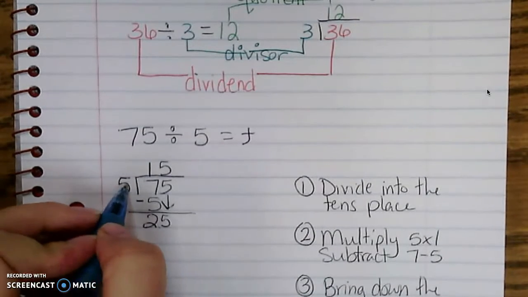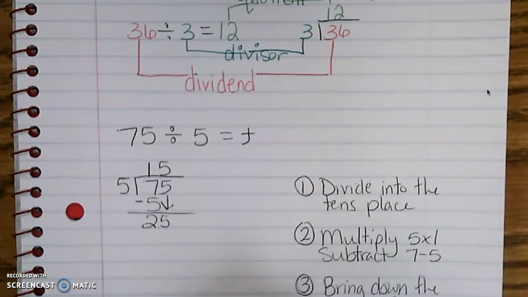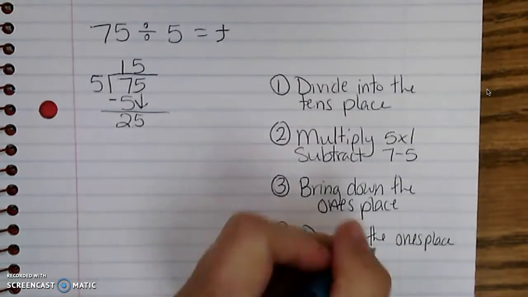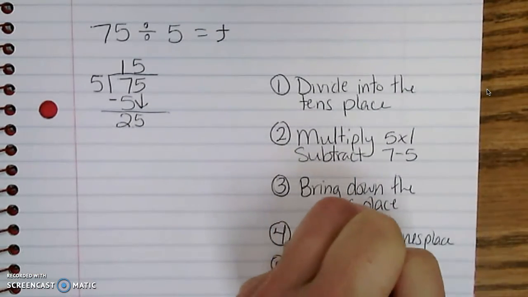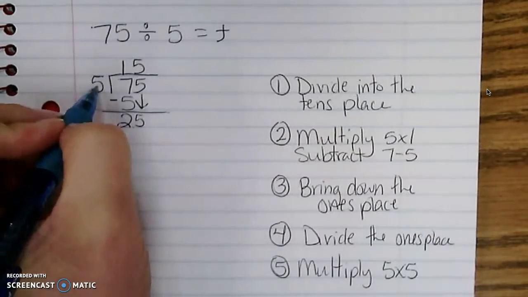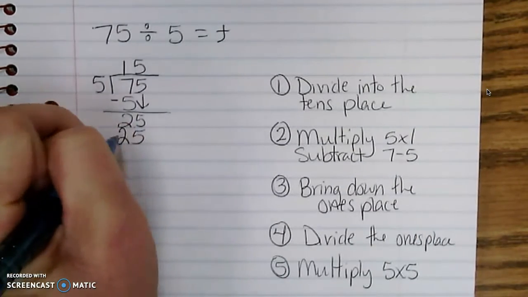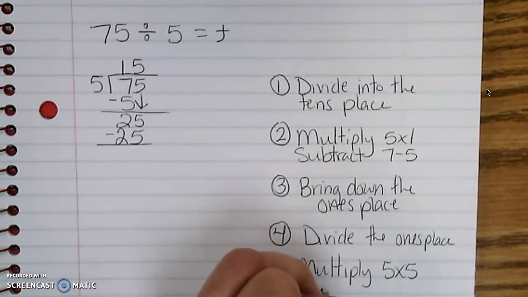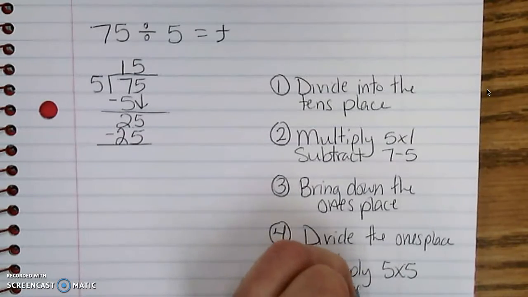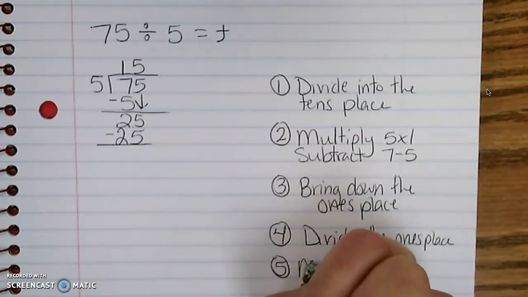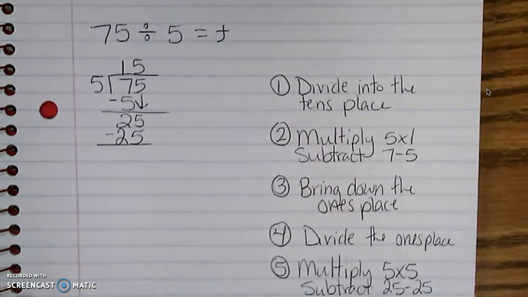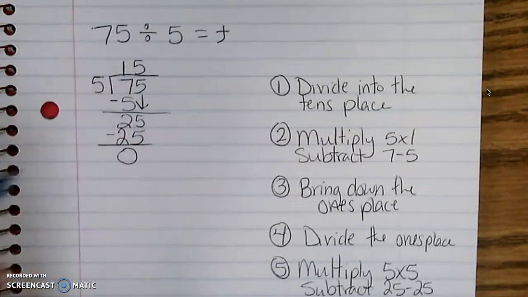And now I'm going to multiply 5 times 5. Oops, let me scoot that up, sorry. And 5 times 5 is 25, and so I'm going to subtract. 25 minus 25 gives me 0.